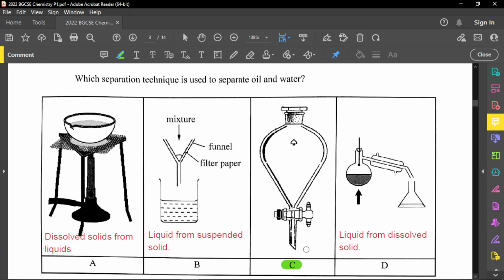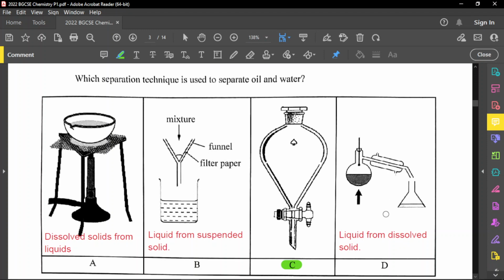Here, option C, you'll use this apparatus to separate oil from water. You can turn the knob and release the more dense liquid first. So water will be more dense than the oil. The oil will float on top, so the water will come out first. You turn the knob off to stop it or just prevent the oil from flowing out.